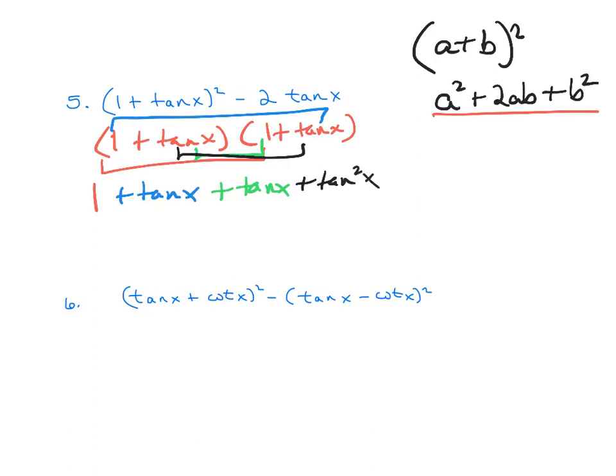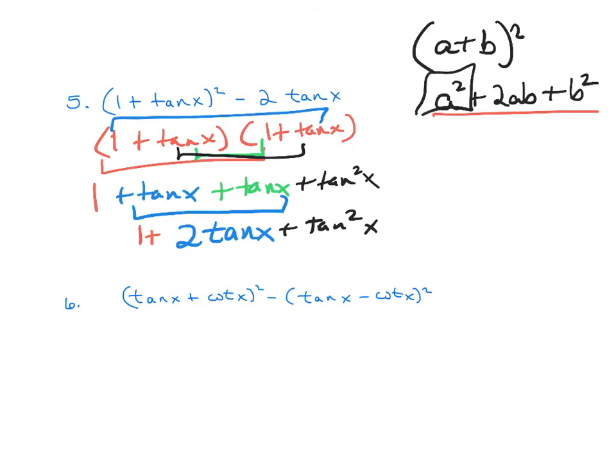Notice when I add the 2 in the middle, this gives me the 2 tan x. So then my 1 here, and then my plus tan squared x. Notice it's the same type of pattern. I squared my first term, I multiplied the 2 things together and then times 2, and then squared the last one. Now I still also have, from my original problem, this thing. Let me add this to the end.